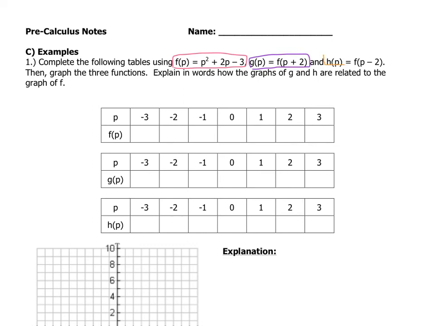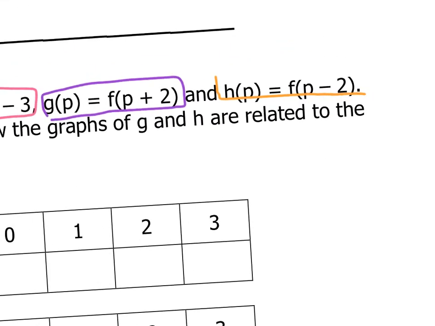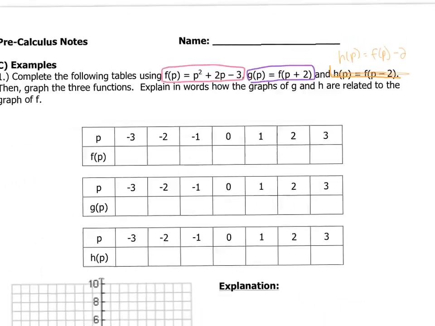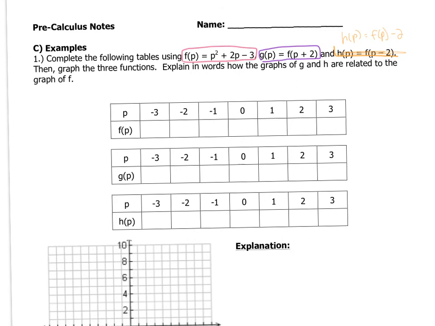And then h of p is going to be... interesting. This is different than my notes. Okay, we need to change this real quick. H of p should not say that. H of p should be f of p minus 2. This should be an outside change. I'm not sure why that's different. Okay, so sorry about that. So h of p is going to be a minus 2 on the outside, a change to the output.